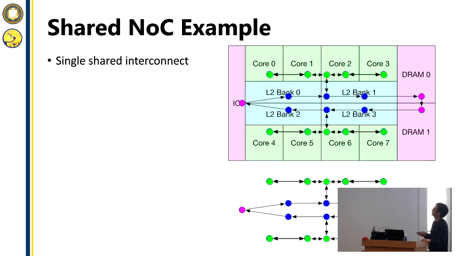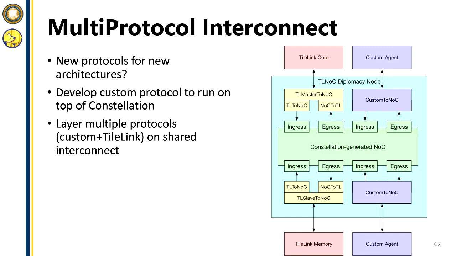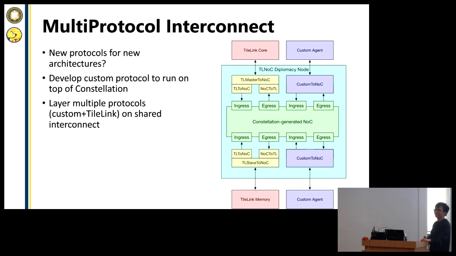In the previous example, that basically built this design where you had a hierarchical topology with a base 1D unidirectional torus, and then two subtopologies that are 1D meshes. Something which I want to do in the future is develop new protocols that can run on top of Constellation, right? Not everything has to be cache coherent TileLink or even AXI. Depending on what we're trying to do, the kind of messages we're trying to send throughout our system, we can develop our own custom protocol and map that relatively easily onto a single shared Constellation generated network on chip.